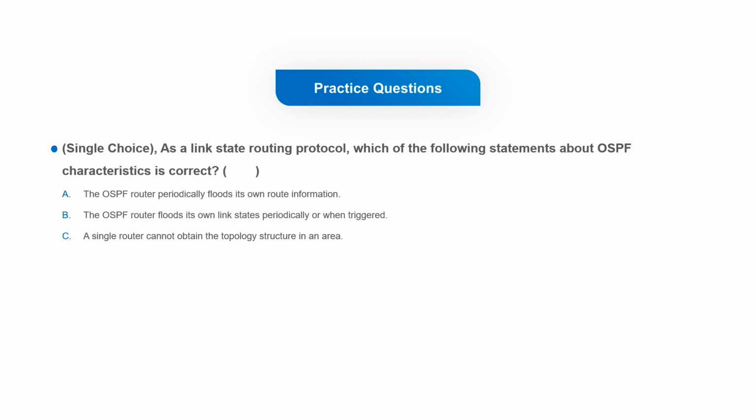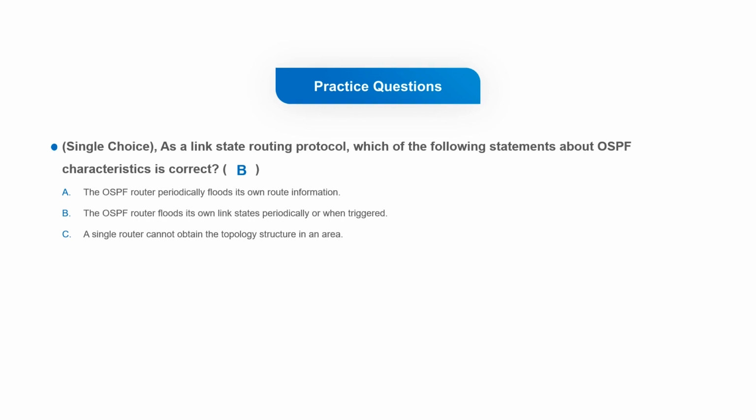So the answer we can see is B. It's a B, right? Because the OSPF router floods its own link states, not the routing information. So we have the LSA information, build the LSDB, and then use the SPF to calculate the routing table, right? We do not receive the routing information directly from our neighbors.